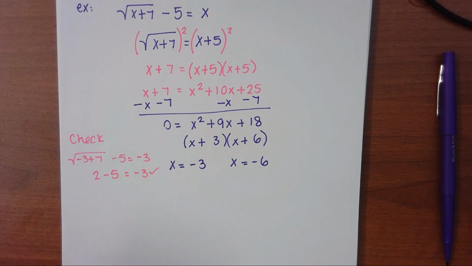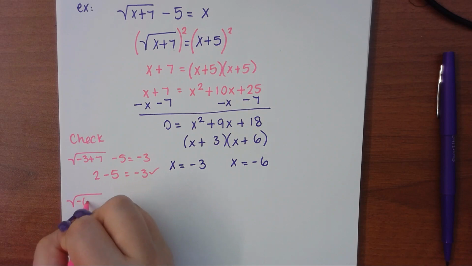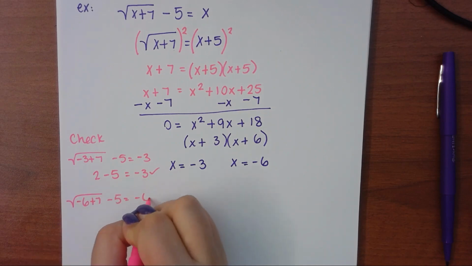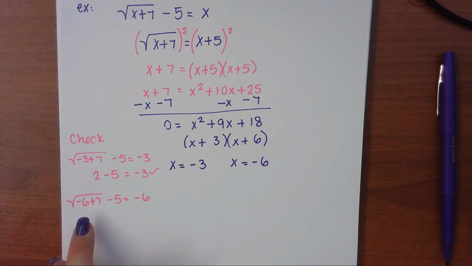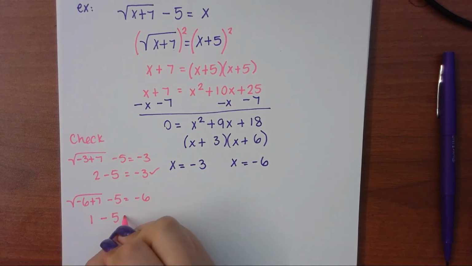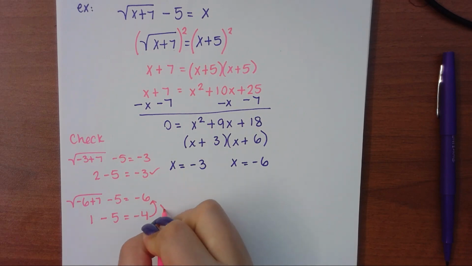So now let's check negative 6. The square root of negative 6 plus 7, minus 5, is equal to negative 6. Negative 6 plus 7 is 1. The square root of 1 is 1. 1 minus 5 is negative 4. So notice that these are not the same, so this actually did not work.